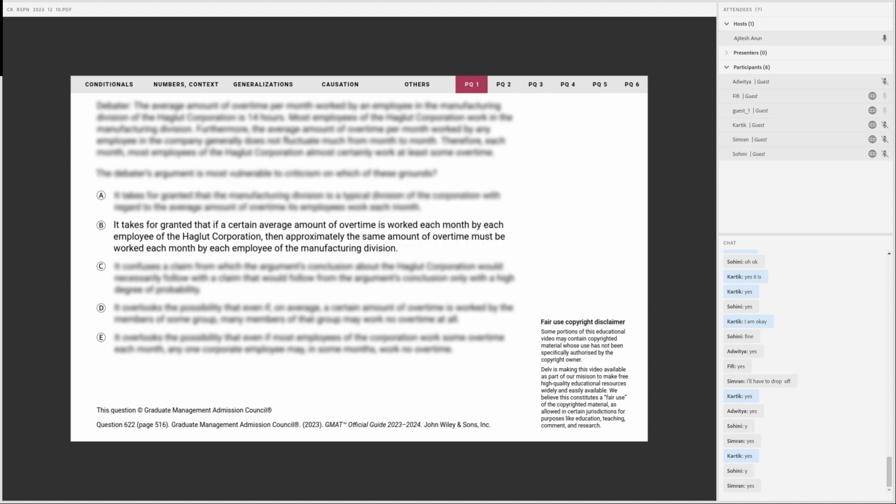Let's take a look at B. It takes for granted that if a certain average amount of overtime is worked each month by each employee, then approximately the same amount of overtime must be worked each month by each employee of the manufacturing division. Now, this means you're taking something about the entire company and you're applying it to the manufacturing division. Again, this argument does not do that. It talks only about the manufacturing division. It doesn't need the manufacturing division to be similar in any way to the other divisions. So option B is also out.